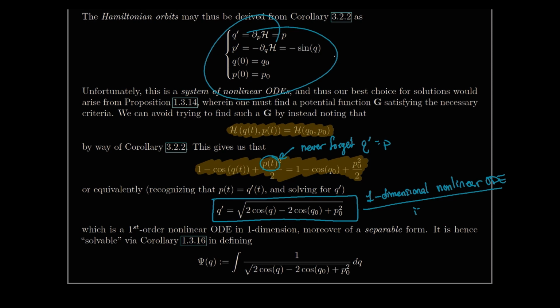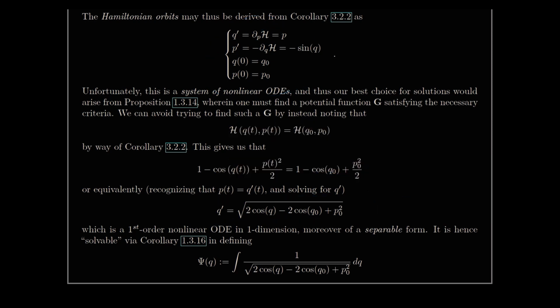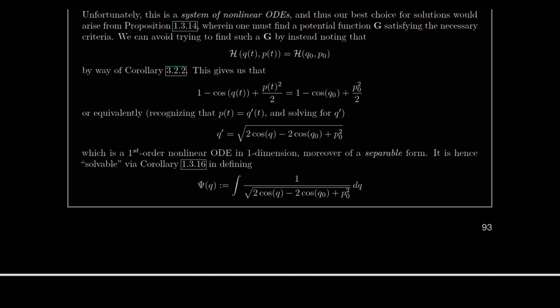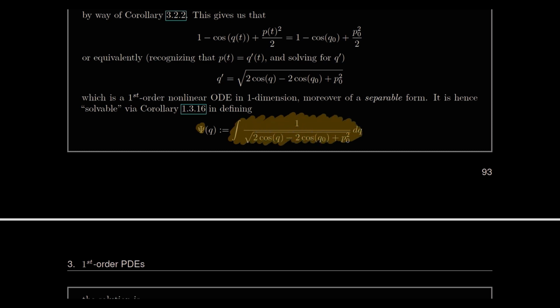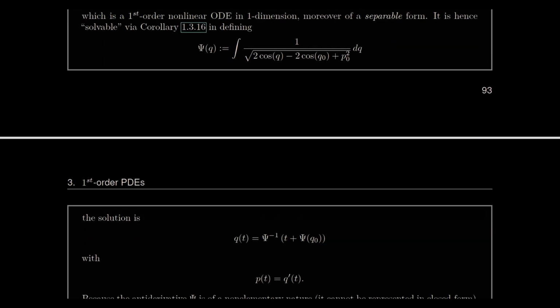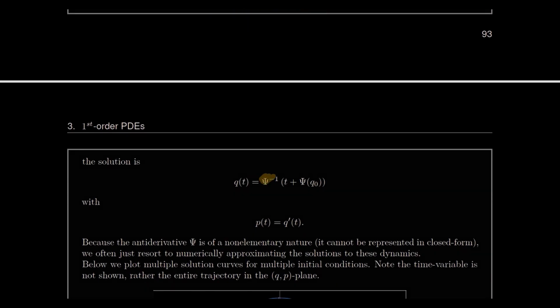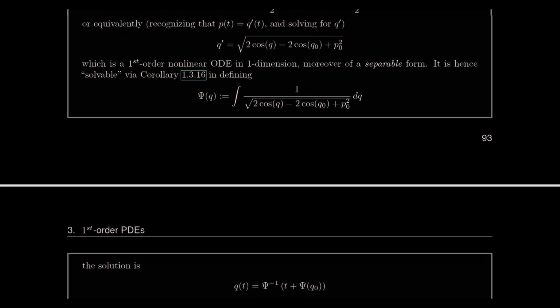In this case, it's separable. And so we can follow corollary 1.3.16 to solve separability, defining capital psi as the antiderivative of 1 divided by the right-hand side in the variable q. And then the solution is psi inverse, an inverse function, of t plus psi of our initial value, as well as p is obviously just going to be the first derivative of this solution. So we are able to solve for q and p here.